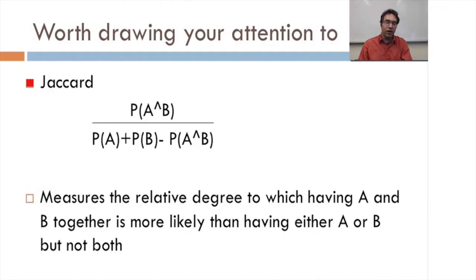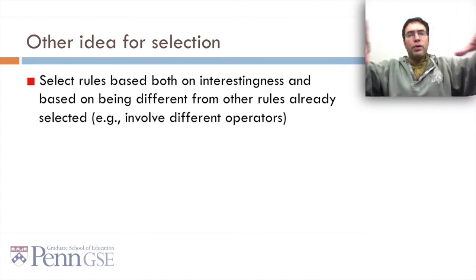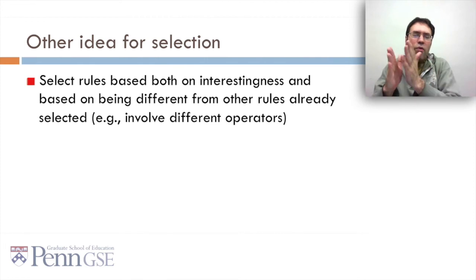Nothing wrong with it. Now, it's also worth drawing your attention to the Jaccard metric, which measures the relative degree to which having A and B together is more likely than having either A or B, but not both. Another thing that people do sometimes, although not all that much, is select rules based both on interestingness and on the rule being different from the other rules you've already selected, in other words, involving different operators. So try to find rules that explore the space more thoroughly, rather than finding a whole bunch of rules involving something that's pretty common.